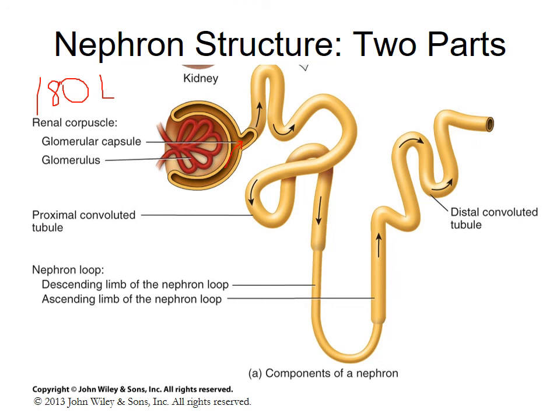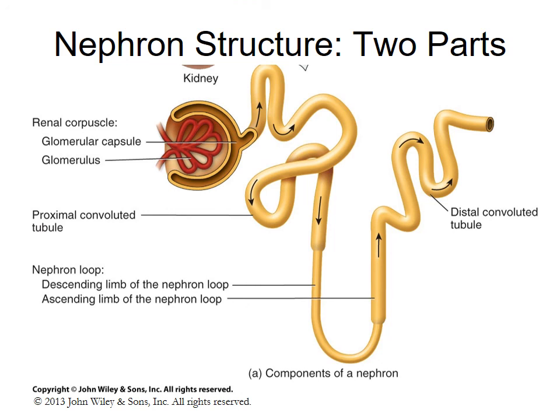Now think about that, 180 liters. That means 92 two-liter Coke bottles get filtered through your kidneys every 24 hours. That's a lot of stuff. And thank goodness most of it gets reabsorbed, because if it didn't, you would be peeing all of the time, and Depend undergarments would be the most popular form of apparel around.